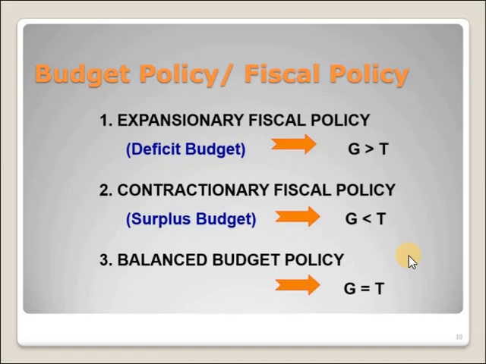So government aims to expand the economy by implementing a deficit budget, spend more G and collect less tax. This is also known as expansionary fiscal policy. While in a surplus budget, government spends less and collects more tax. They aim to reduce aggregate demand in the economy because economic growth is too high, people have more money. So government wants to slow economic growth by implementing contractionary fiscal policy.